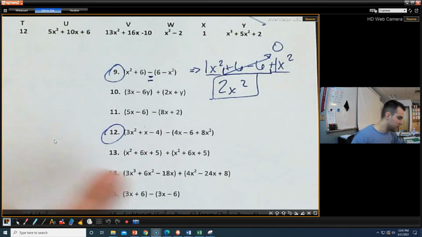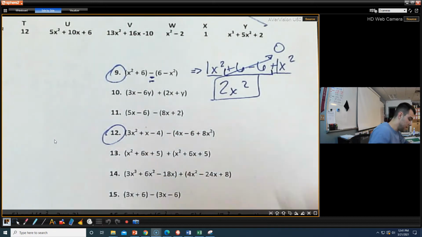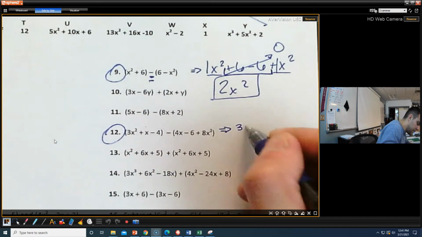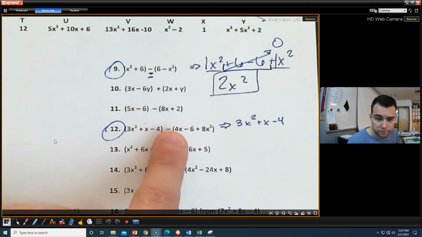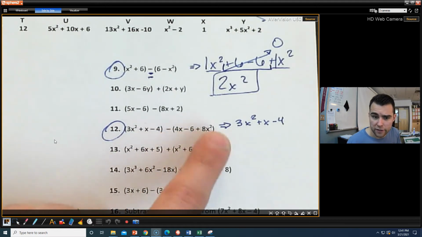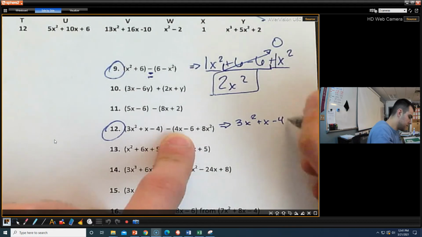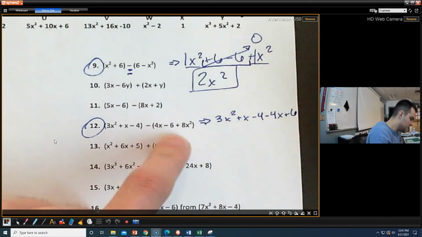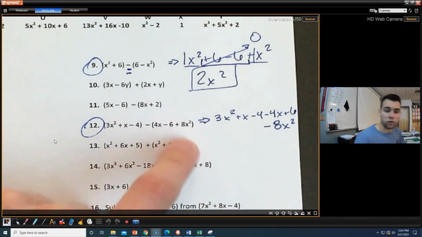Okay. Number 12. Again, I have this minus sign out in front here. So I'm going to rewrite this. I'm going to drop the parentheses for the left-hand side. It's going to stay the same. But on the right-hand side, I got to change the sign of everything in here. So this is a plus 4x because there's no negative in front of it, so it's a positive 4x. I'm going to change it to a negative 4x. I'm going to change this to a positive 6. And I'm going to change this to a minus 8x squared. It's kind of all cramped.